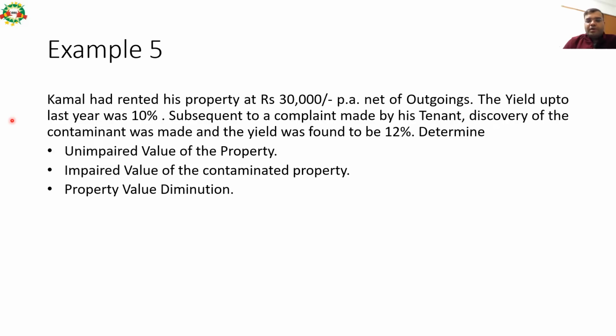Kamal had rented his property at 30,000 rupees per annum, net of outgoings. The yield up to last year was 10%. Subsequent to a complaint made by his tenant, the contaminant was discovered and the yield was found to be 12%. So the annual rent of the property is 30,000 rupees per annum, which is a net rent, net of outgoings, and 10% was the yield before identification of the contamination, and 12% was the expected yield after identification of the contamination. And we have to calculate the unimpaired value of the property, impaired value of the property, and property value diminution.